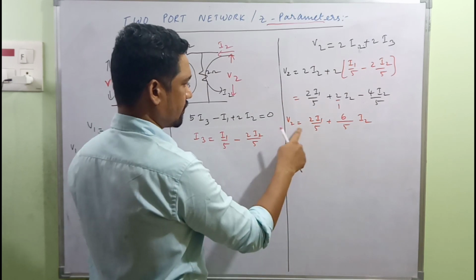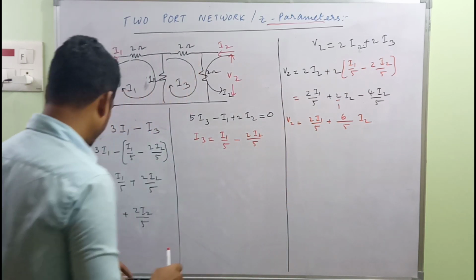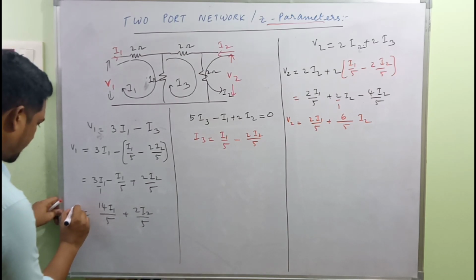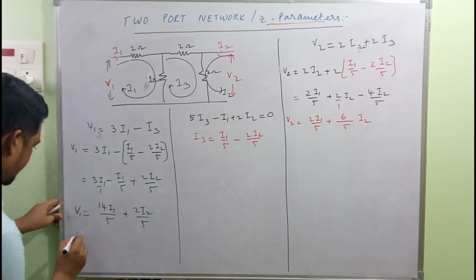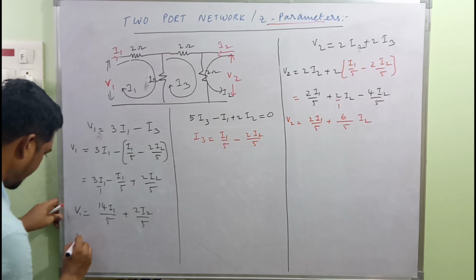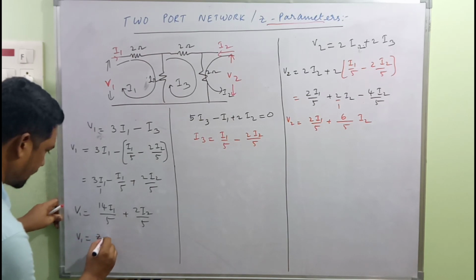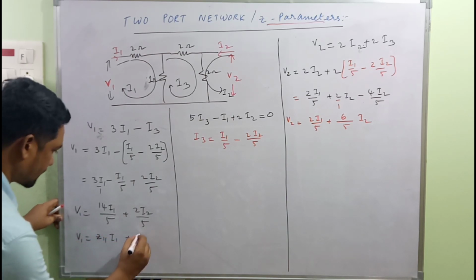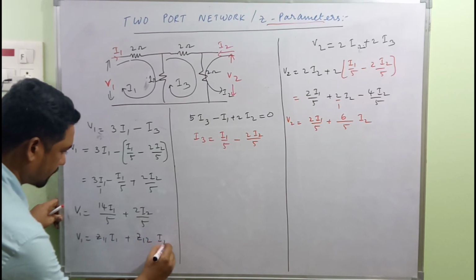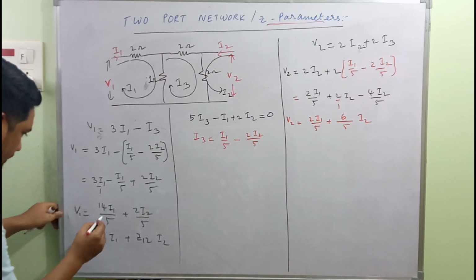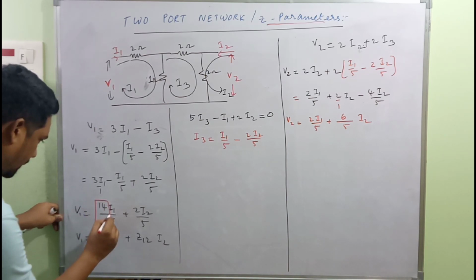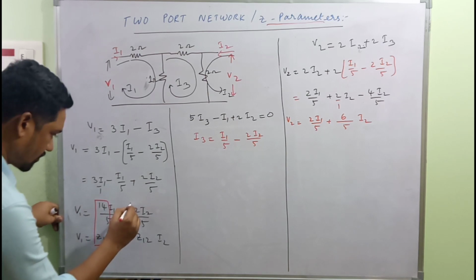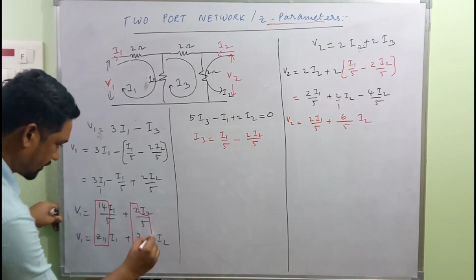Now we have the expression for V2, and now that we have the expression for V1, comparing these with the standard expressions, we can find the four impedance parameters we are in search of. So again, from the beginning, we had V1 equal to Z11 I1 plus Z12 I2, isn't it? In that case, the coefficient of I1 here will be our Z11, and this one, 2 by 5, will be our Z12.